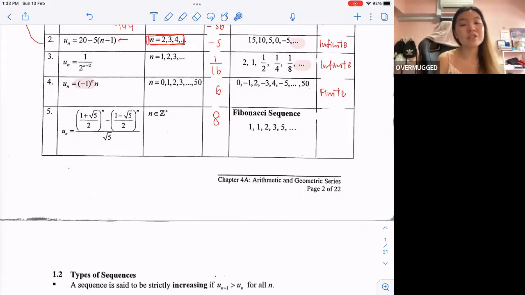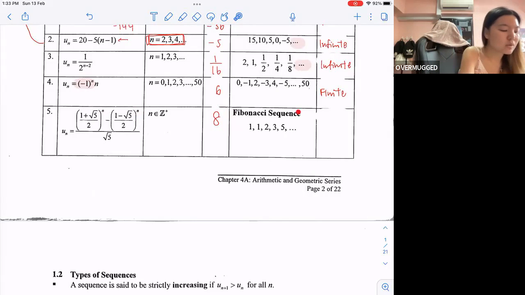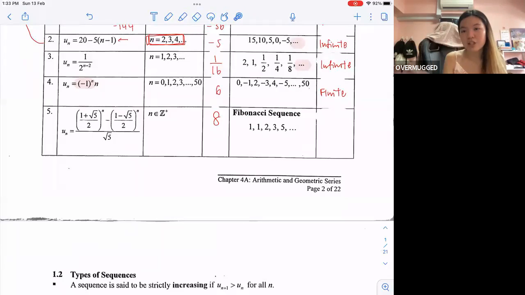For those of you that are interested, this sequence is known as the Fibonacci sequence. It is a very popular sequence in nature. Most of nature, like some spirals, follow this Fibonacci sequence. It's very, very interesting. So you can go and look it up. Is this a finite or infinite sequence? Come, let's see. Is it a finite or infinite sequence?